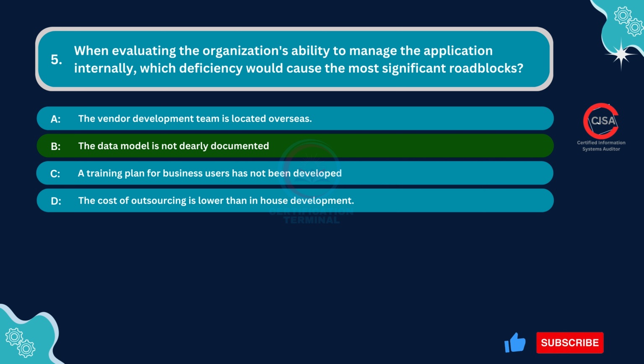A clear documentation of the data model is crucial for understanding how data is structured and utilized within the application. Without clear documentation, the organization may face significant challenges in maintaining, modifying, and troubleshooting the application. This deficiency can lead to inefficiencies, errors, and difficulties in adapting the application to changing business requirements. Therefore, addressing the lack of clear documentation of the data model is essential for ensuring the organization's ability to effectively manage the application internally.